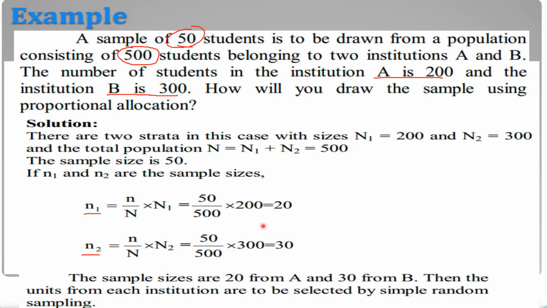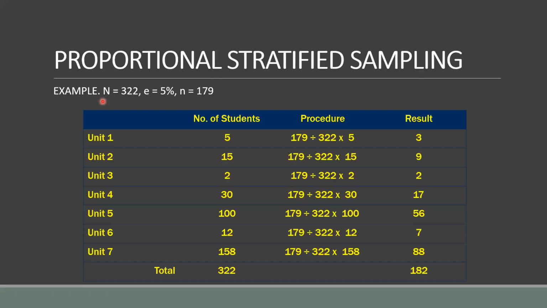Let's have another problem. So please do take note that not all of the time we could accurately compute for the given total sample size. From this given, the total sample size is 50. So let's have an example with regards to that. The total population that we have here is 322.